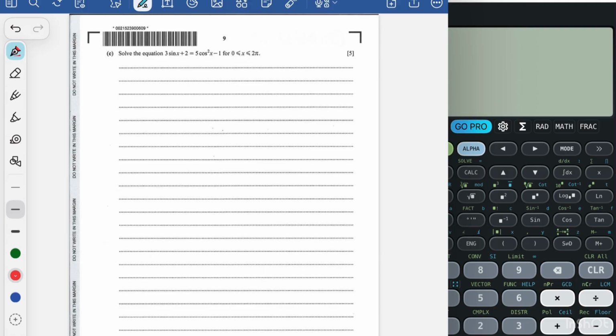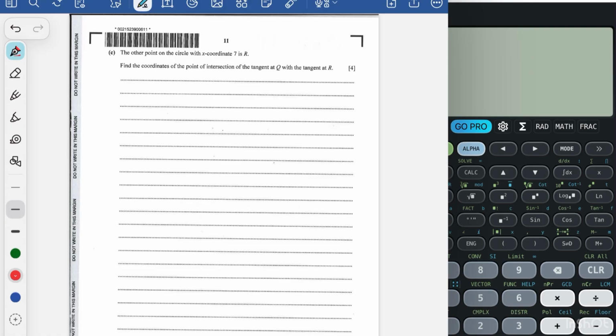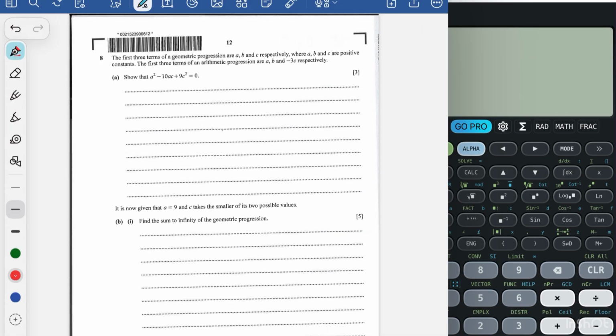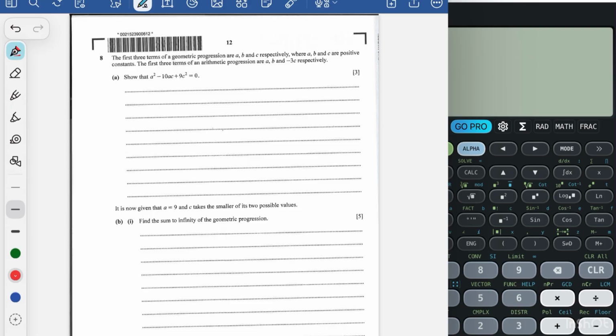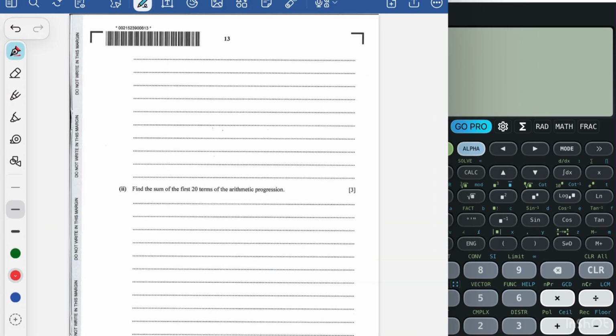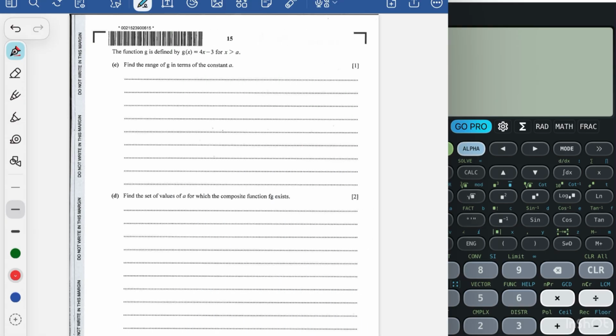Then here you have to solve using the CAS diagram. Question 7 is coordinate geometry, circles and y equals mx plus c, and continuation of that. Question of tangent. Then question 8 is on sequences and sum to infinity, arithmetic and geometric progression. Then question 9 is on differentiation, decreasing and increasing function. Then you have a range.